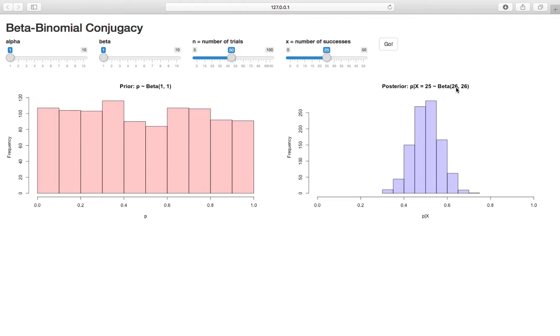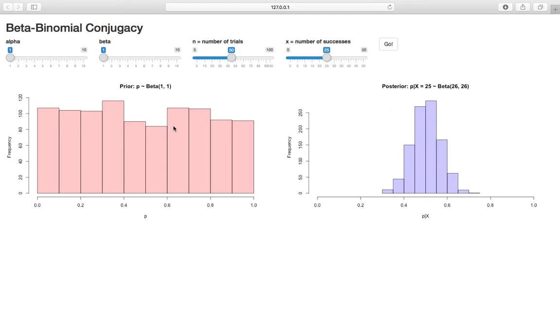And you can see the parameters here: the first parameter is 25 successes plus alpha, plus 1. So we have 25 plus 1, and that's just a result you can recall from the conjugacy. The posterior parameters are alpha plus the number of successes, and then beta, so 1, plus the number of failures, where here we have 50 trials and 25 successes, so we have 25 failures as well. So that's kind of the idea of this posterior.